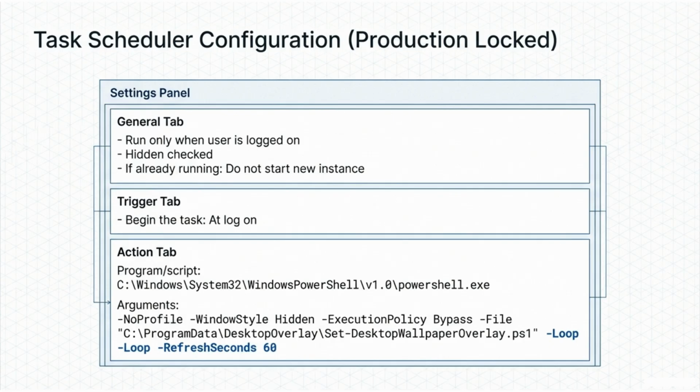The task scheduler configuration is production locked. Ensure the task runs only when the user is logged on and is hidden. The task triggers at log on and the action utilizes PowerShell with arguments to enable looping and a 60-second refresh rate.